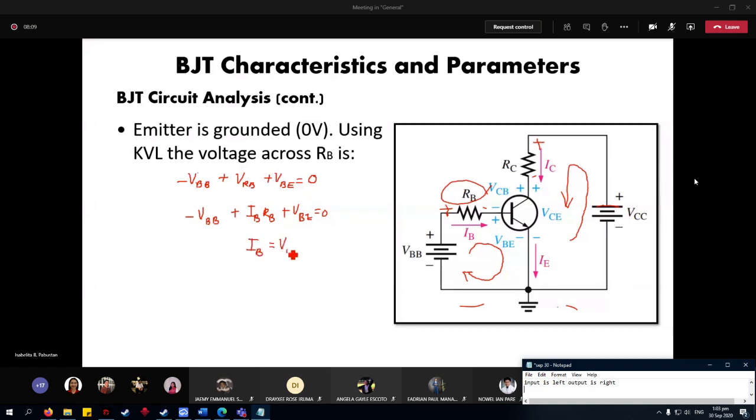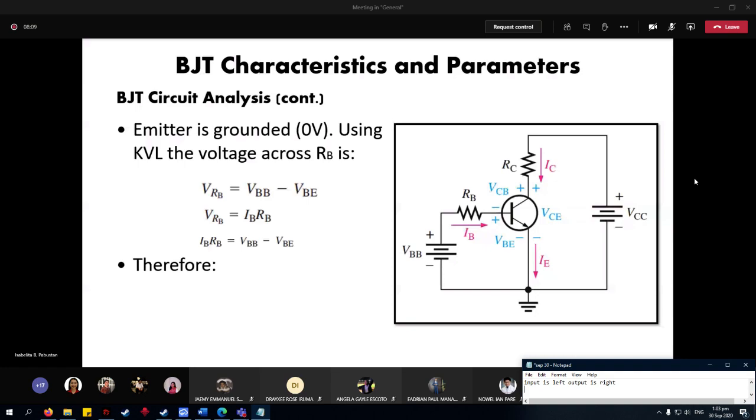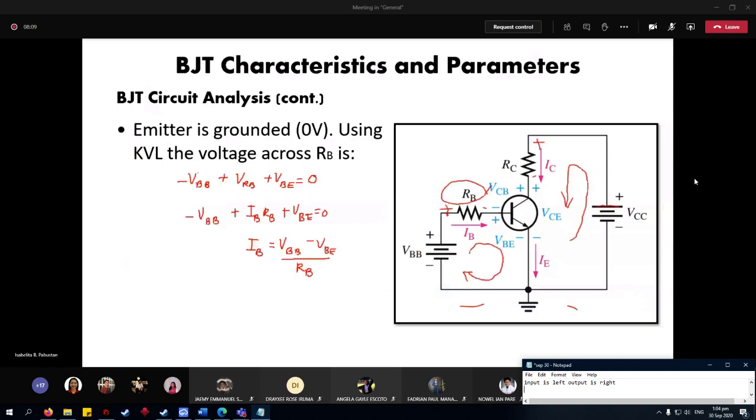to VBB, algebraic manipulation, you move them to the other side. The VBB, and then the VBE. So, minus VBE divided by RB. So, that is your formula for IB, what is being asked. So, IB is equal to VBB minus VBE over RB. You do not need to memorize that. You do the analysis like this one. Okay? You also calculate.